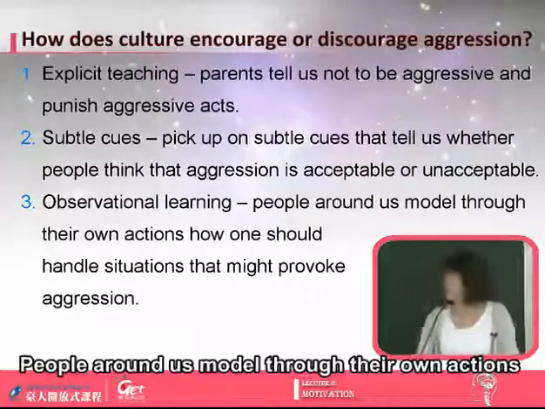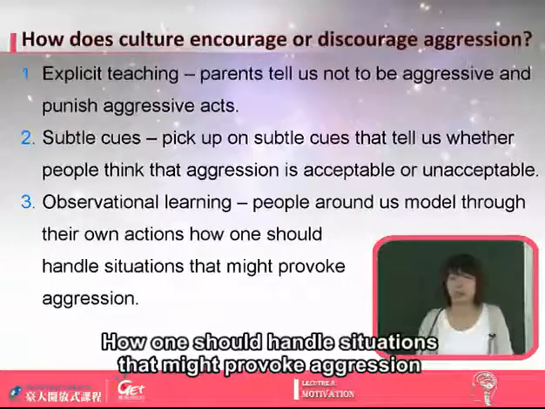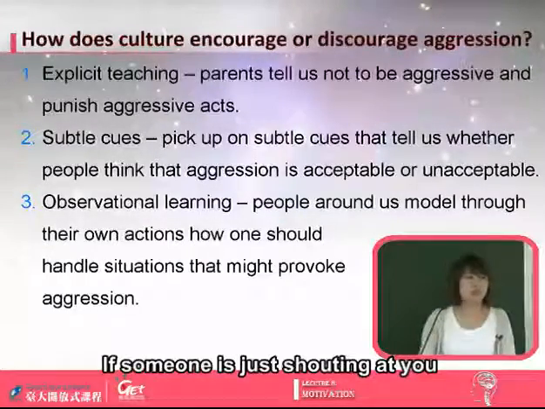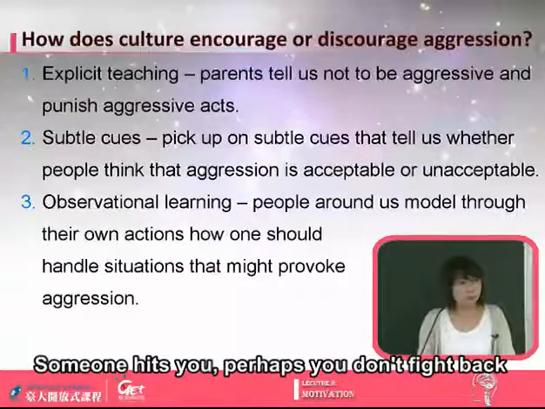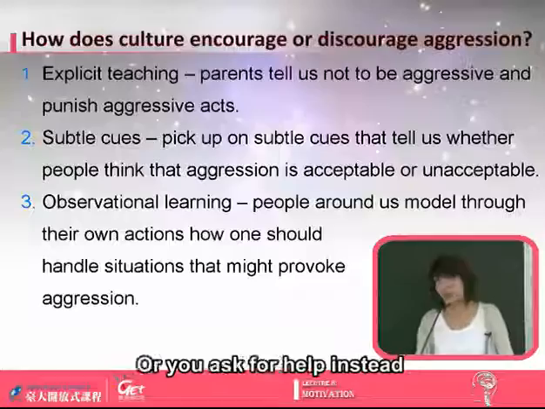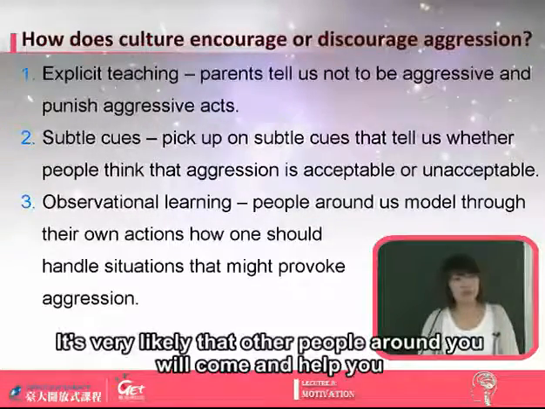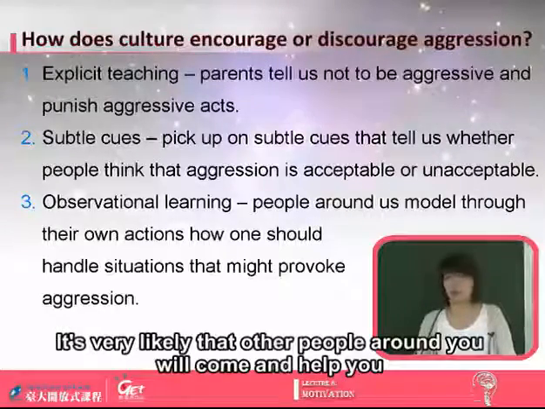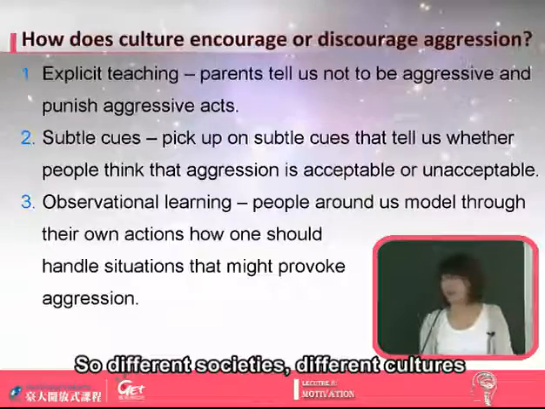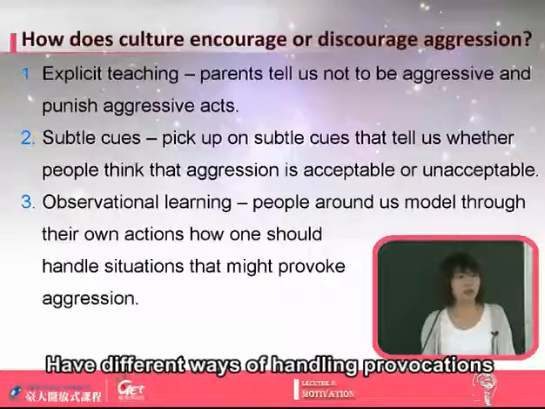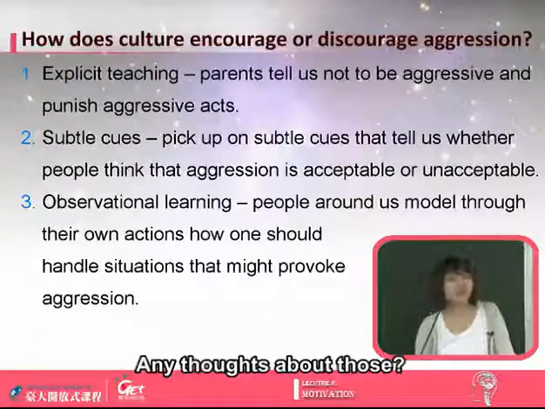Observational learning. People around us model through their own actions how one should handle situations that might provoke aggression. If someone is just shouting at you, you walk away. If someone hits you, perhaps you don't fight back, but you call the police instead, or you ask for help instead. Or perhaps in your culture, when someone hits you, it's very likely that other people around you will come and help you, for example. So different societies, different cultures have different ways of handling provocations or provoking situations. Any thoughts about those?